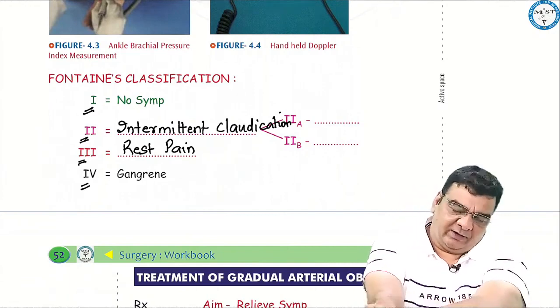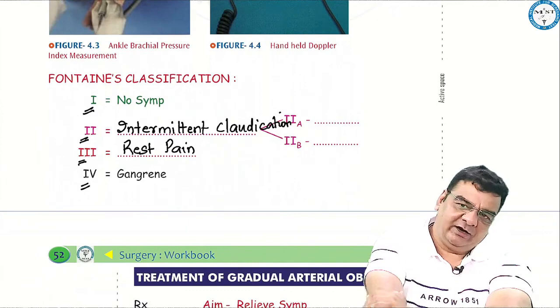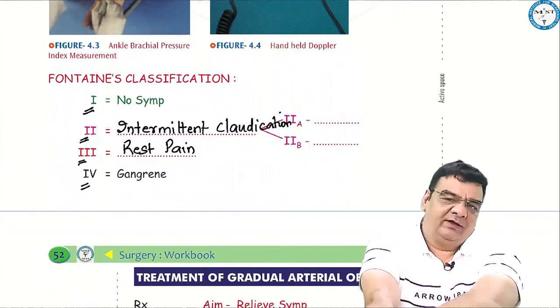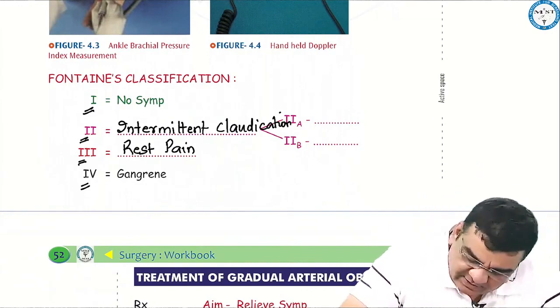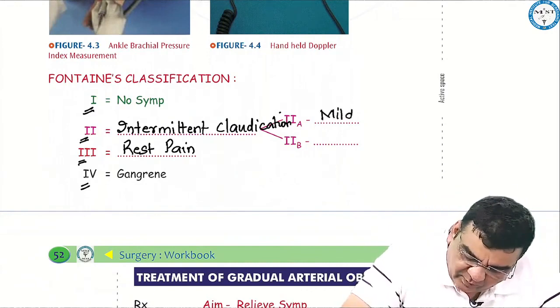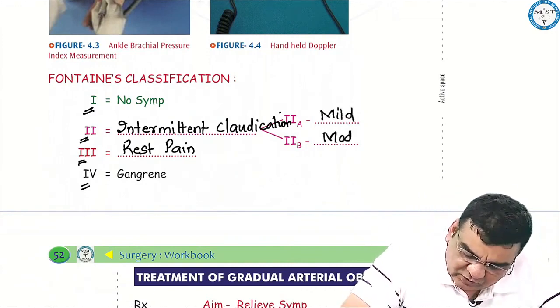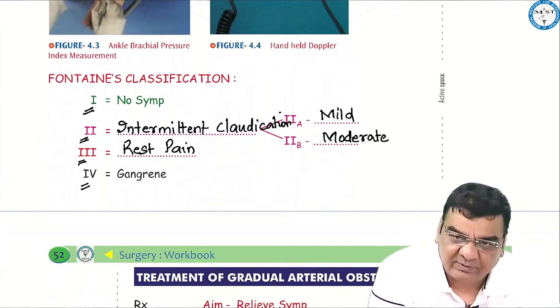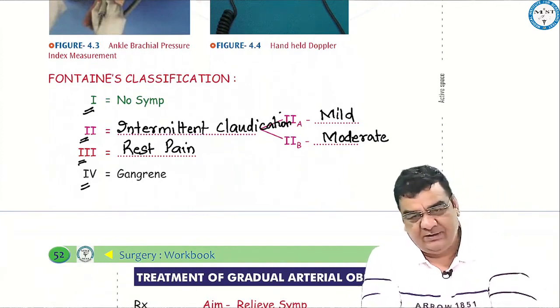So according to Fontaine, grade 1, no symptoms. Grade 2, intermittent claudication. Grade 3, rest pain. Grade 4, gangrene. Grade 2 is further subdivided into mild and moderate. So 2A is mild intermittent claudication and 2B is moderate intermittent claudication, right?